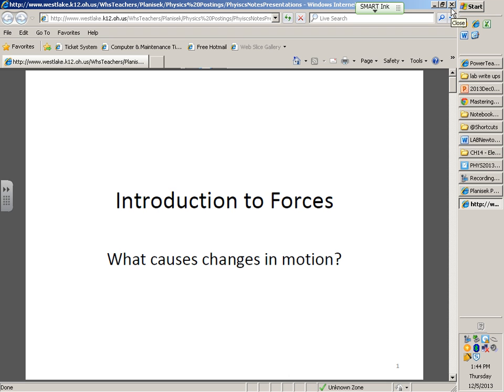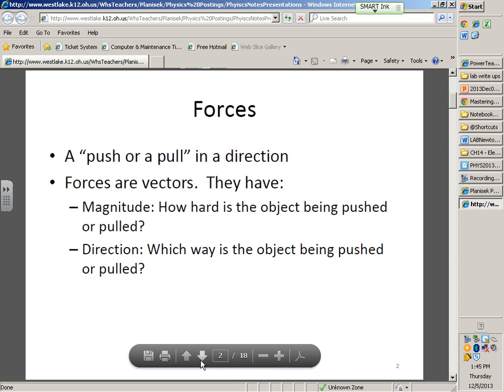So, on Monday, we introduced the ideas of force and the topics that go along with those ideas, Newton's laws. First, as far as a force, how did we define force? What is a force? Force is a push or a pull, right? In a direction, meaning that it is a vector quantity. That will become important here in a little while when we start doing some of these problems, okay?